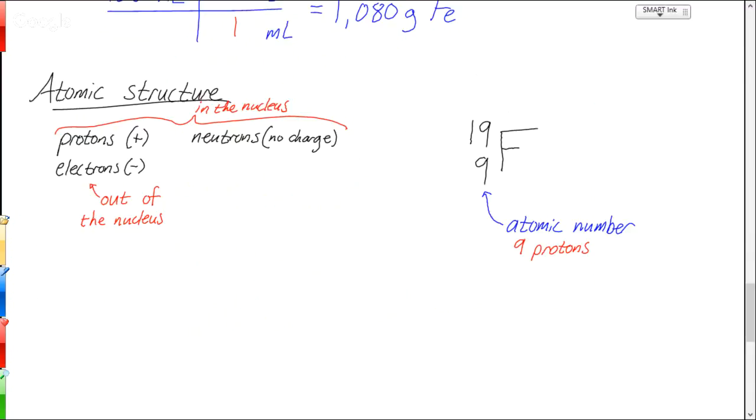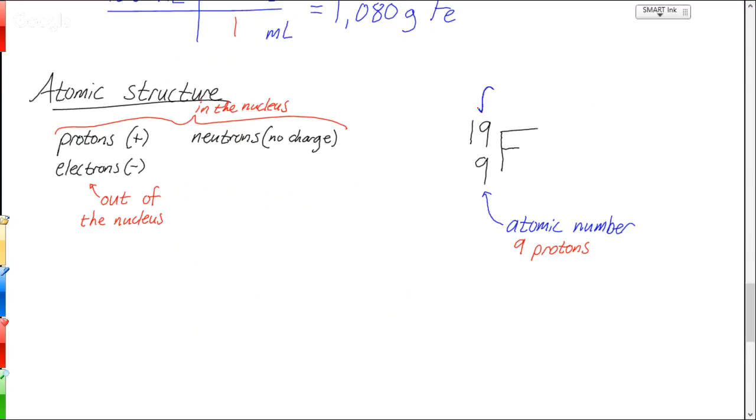So you'll notice that on the periodic table, every different element has a different atomic number. So the atomic number is unique to each individual element. And if that atomic number changes, the identity of the element changes too. So if you take an atom with 9 protons and you add 1 more proton, you don't have fluorine anymore, you have neon. So that's the identity of the element.